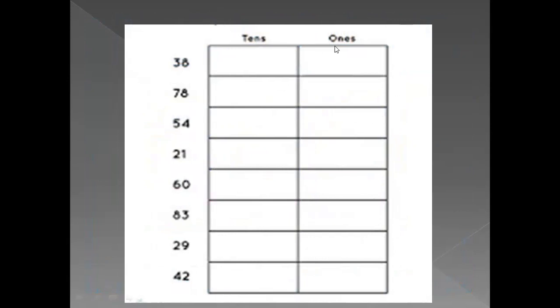Now here, let's try to solve these questions. Here we have the ones and the tens place for the following numbers. The first number is 38. What will be on the ones place? 8. And 3 will be on the tens place. See the next number, 78. 8 will be on the ones place and 7 will be on the tens place.